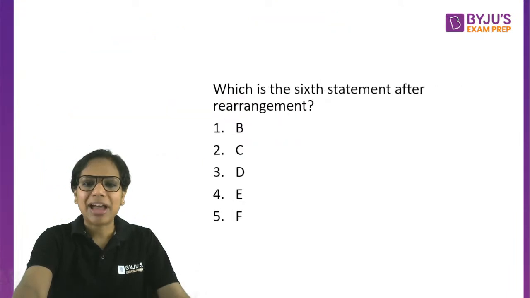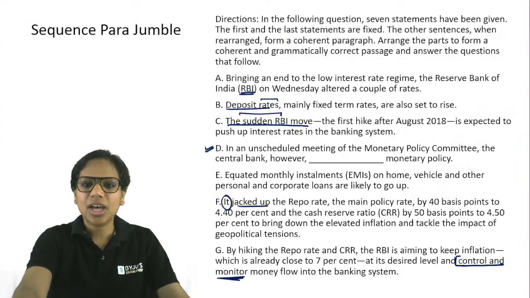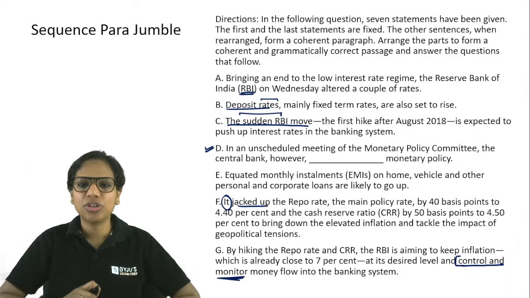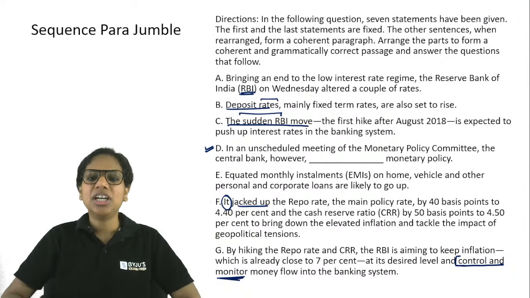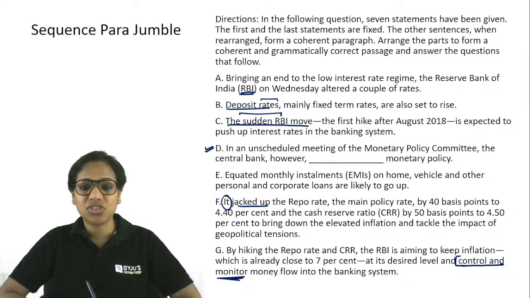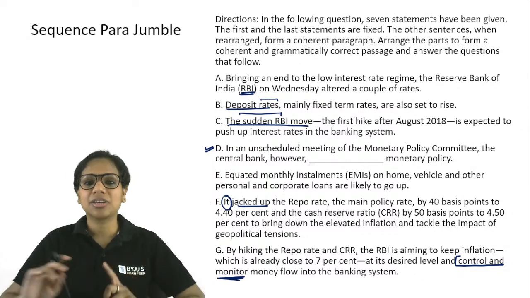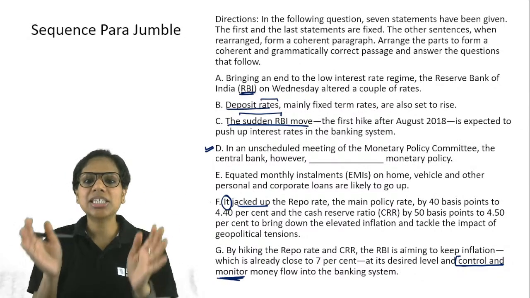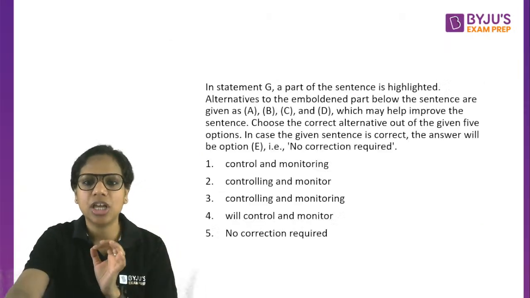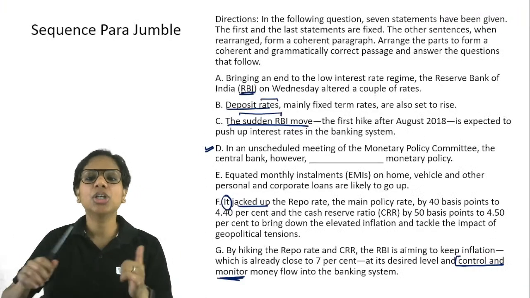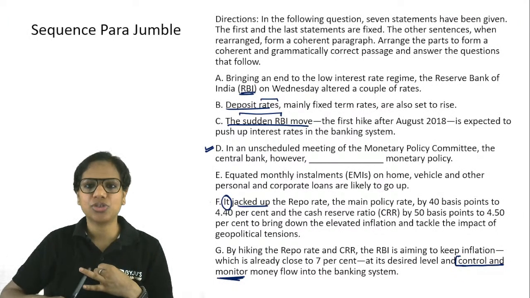So going back, now that we had read that, we are talking about the sudden RBI moves, bringing an end to the low interest rate regime. We talked about deposit rates, EMIs, repo rate, CRR. I think now we are in a position to attempt this question. But as I told you, in such a question, when you are given a set of questions based on just one question, your first job should be to attempt the vocabulary and grammar questions.